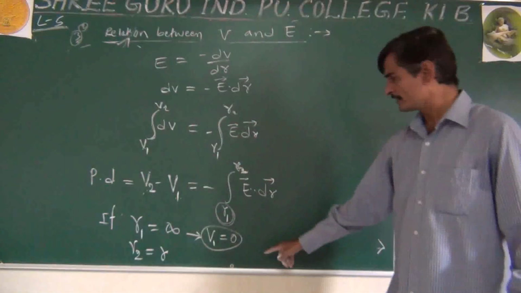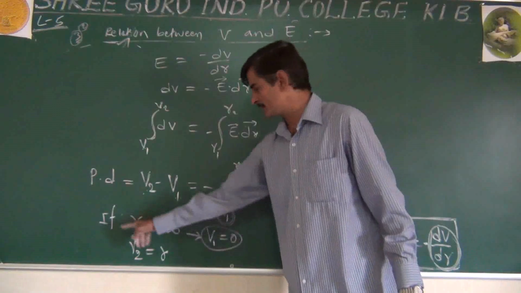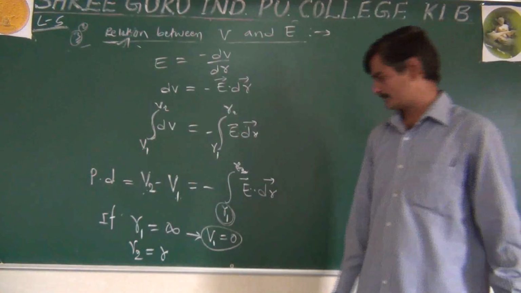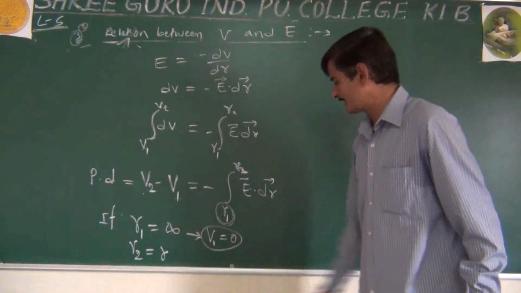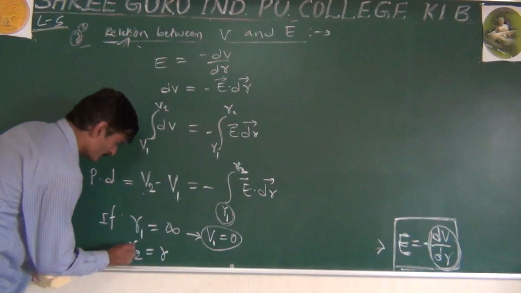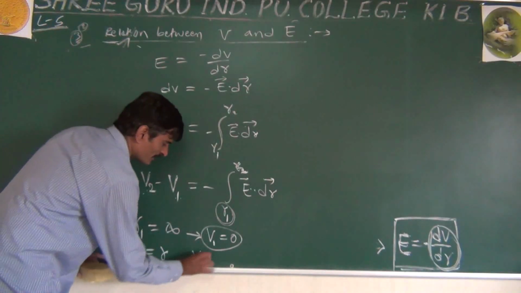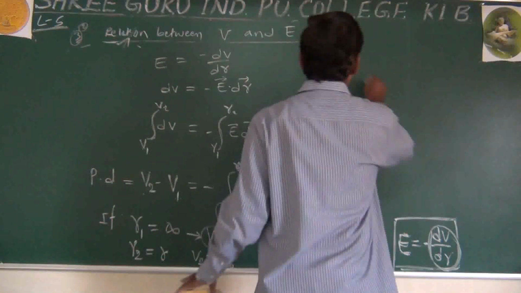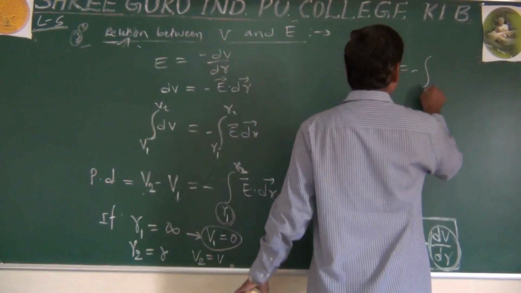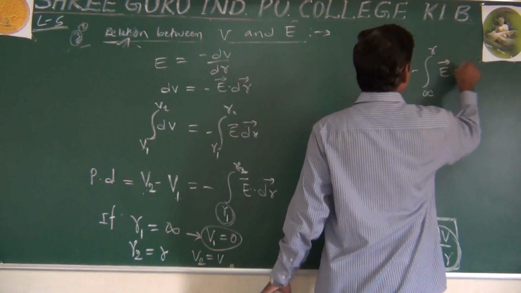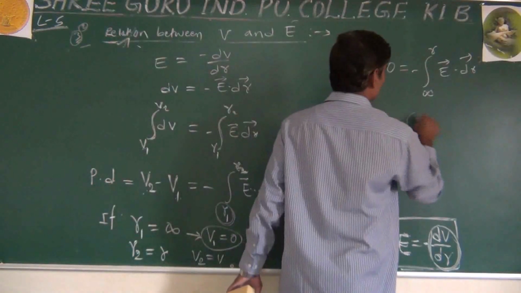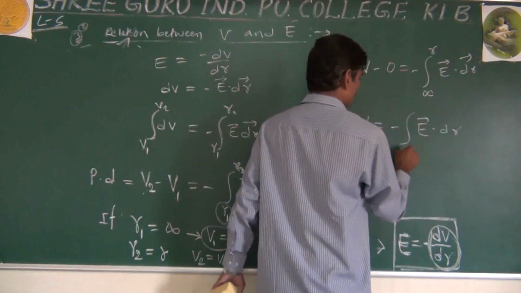Here, if R1 is at infinite distance, then V1 should be equal to 0. Electric potential at infinity is 0. Then R2 is equal to R, and V2 can be written as V. So we can write V minus 0 is equal to integration from infinity to R of vector E dot dr. That is nothing but V is equal to integration of vector E dot dr from infinity to R.